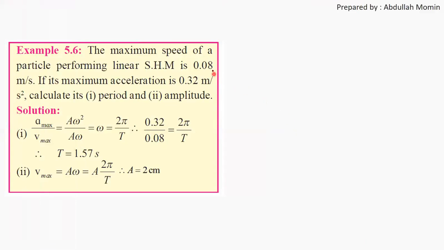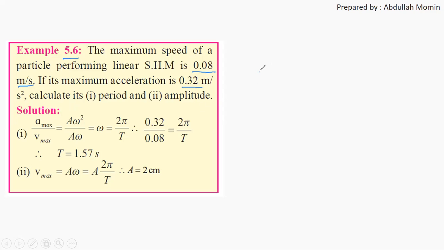So in the previous part we have seen up to example 5.5. So this is example 5.6 from the solved section of the textbook, and the question is: the maximum speed of a particle performing linear SHM is 0.08 meter per second if its maximum acceleration is 0.32 meter per second square. Calculate its period and amplitude.